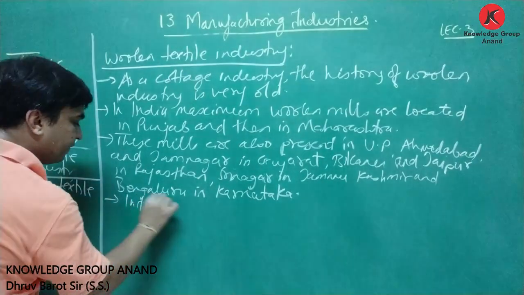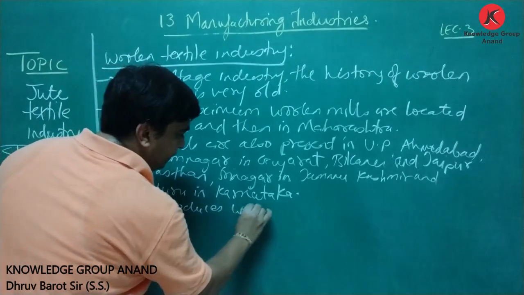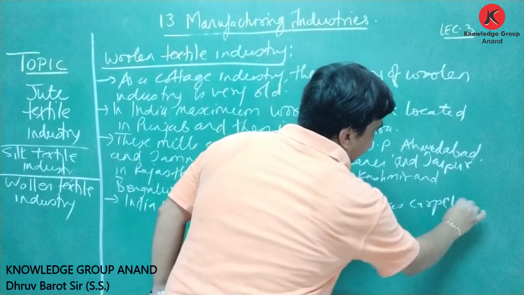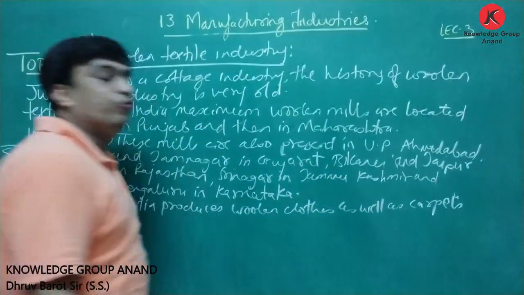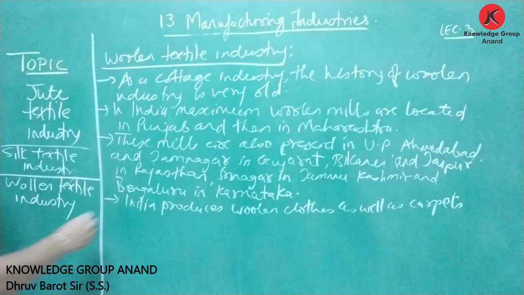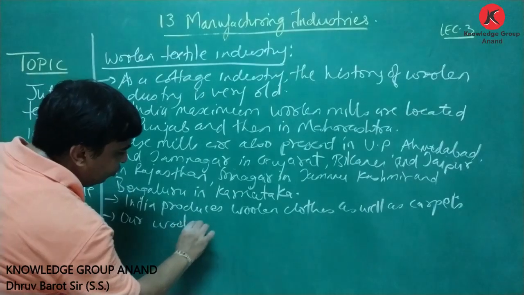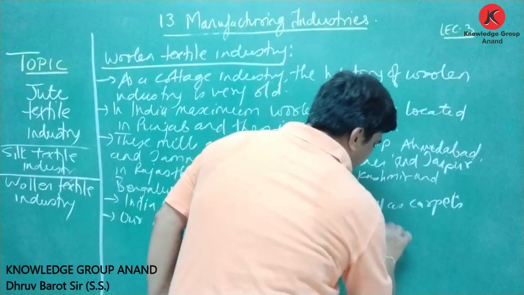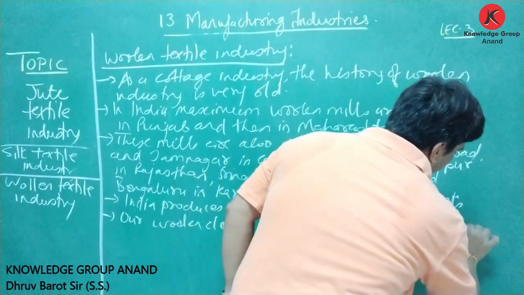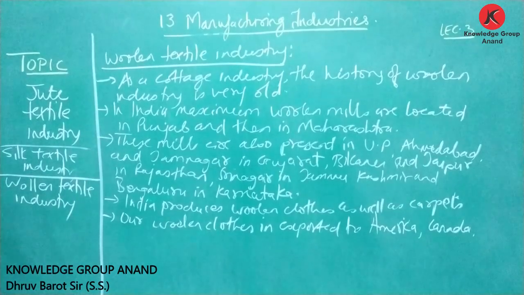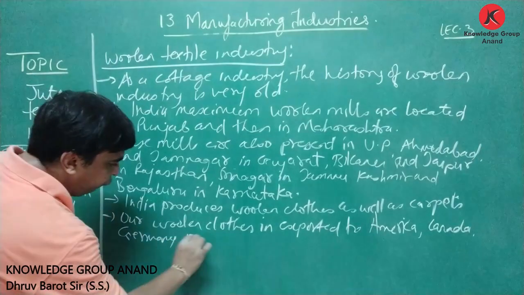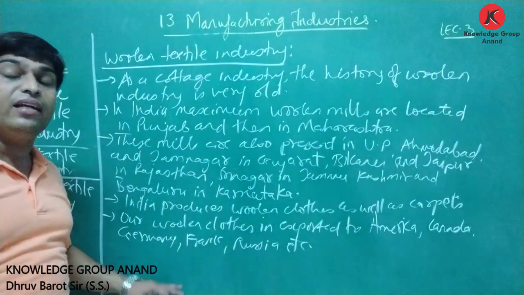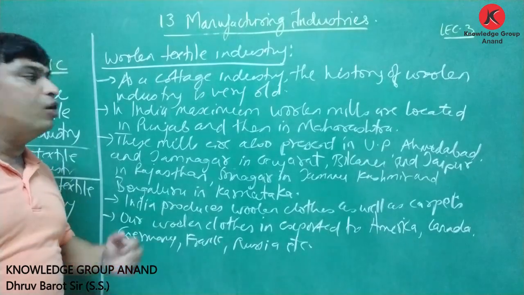India produces woolen clothes as well as carpets. Our woolen clothes are exported to America, Canada, Germany, France, Russia, etc. These are the countries where our woolen clothes are exported. So friends, here you might have understood about the woolen textile industry.